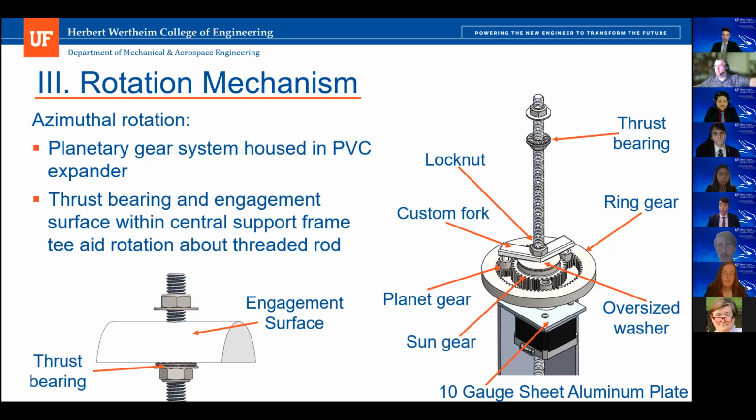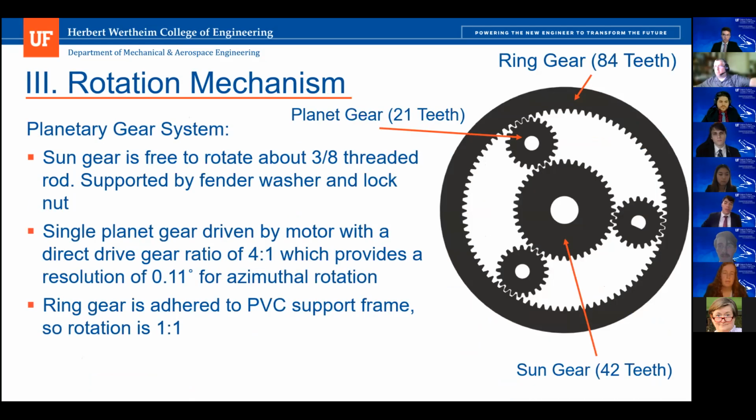Now for some details on the planetary gear system. The central sun gear in the system is suspended on the threaded rod, supported axially below by a fender washer and a lock nut, and constrained above by our custom fork. The fork is fixed axially by another lock nut above it.